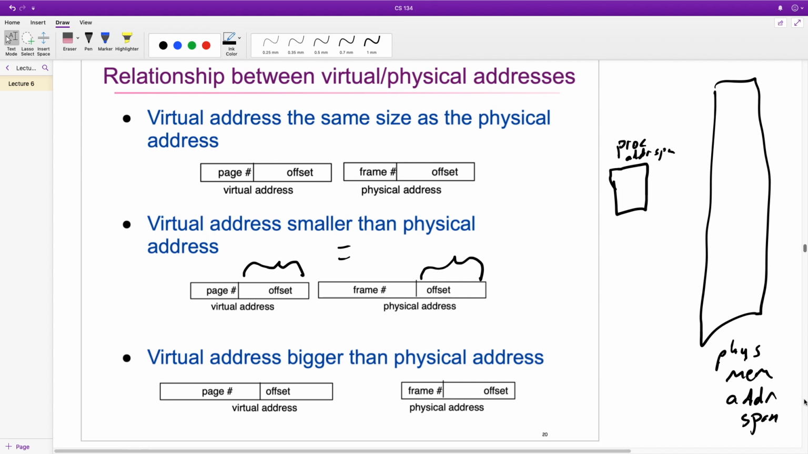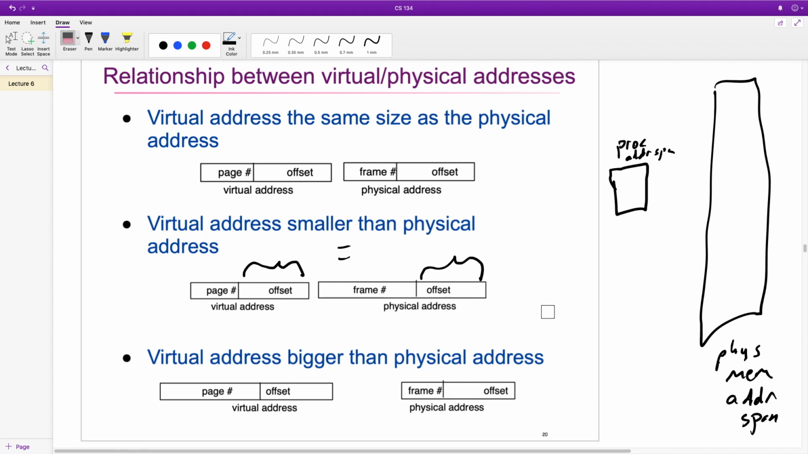And it actually likes it this way, because if it had to recompile as a 64-bit process, all its pointers would need to be twice as big, right? And that takes up space and it doesn't need it. Or it could be the other way around: virtual address space bigger than the physical address space.